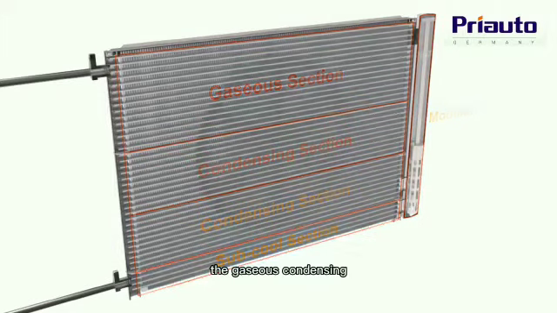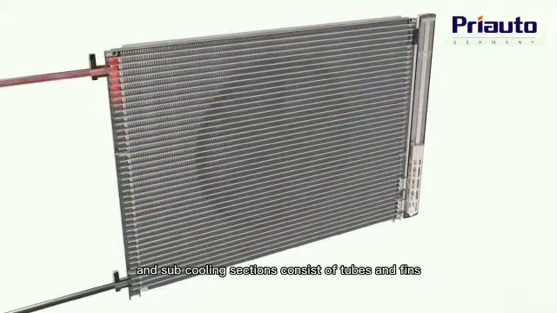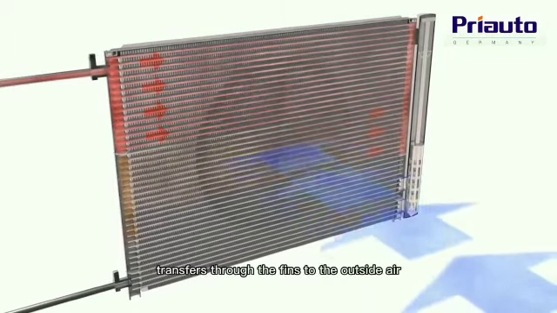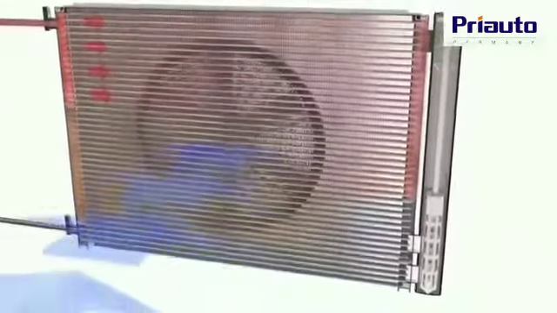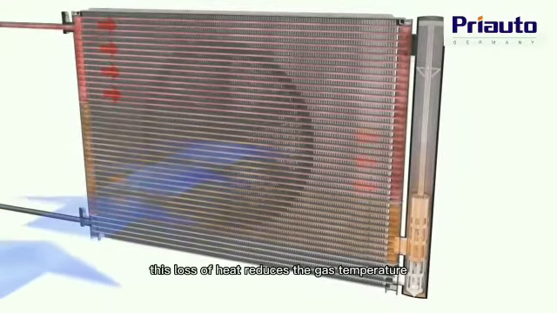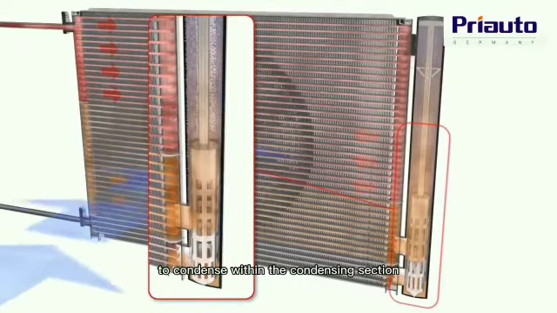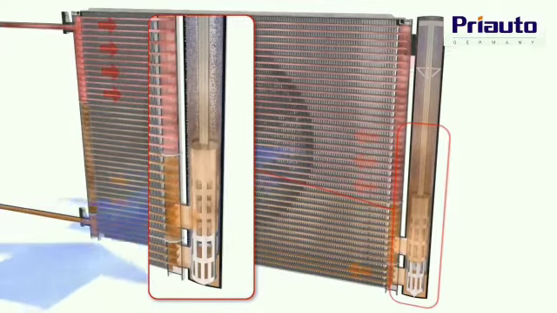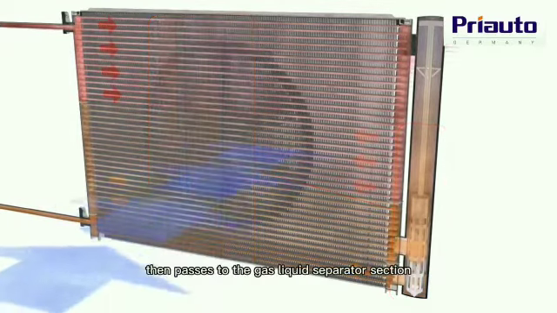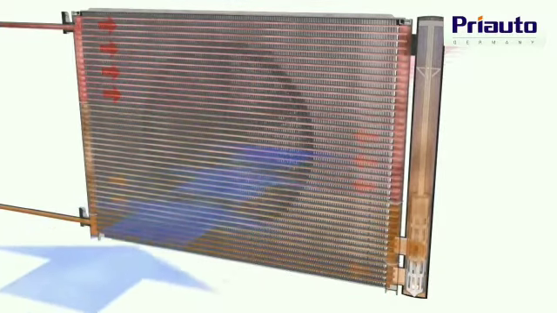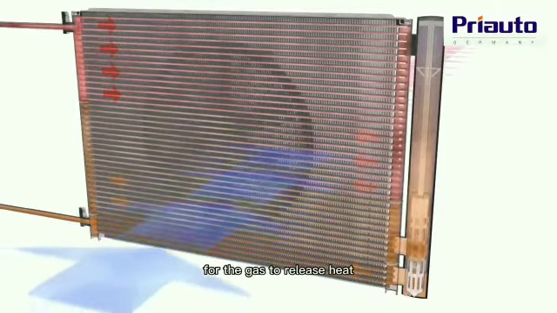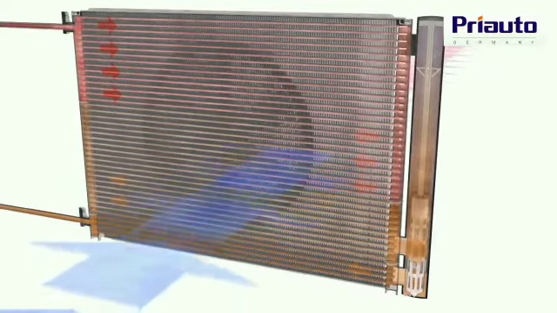The gaseous, condensing and subcooling sections consist of tubes and fins, and, as the refrigerant passes through the gaseous section, the heat contained in the high-temperature refrigerant gas transfers through the fins to the outside air. This loss of heat reduces the gas temperature, which allows the gas to condense within the condensing section, where it naturally changes state to a liquid. The liquid refrigerant then passes to the gas-liquid separator section, where any remaining gas is separated from the liquid, providing further opportunity for the gas to release heat and change to a liquid.